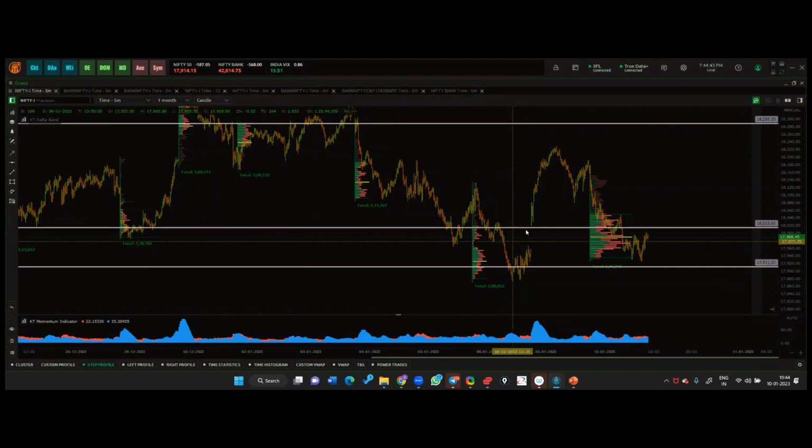To a certain extent, the late shorts who came in at the lower end had to exit. Now, if you as a trader know what to expect when things go against a particular volume profile concept, then you can know what exactly to do.